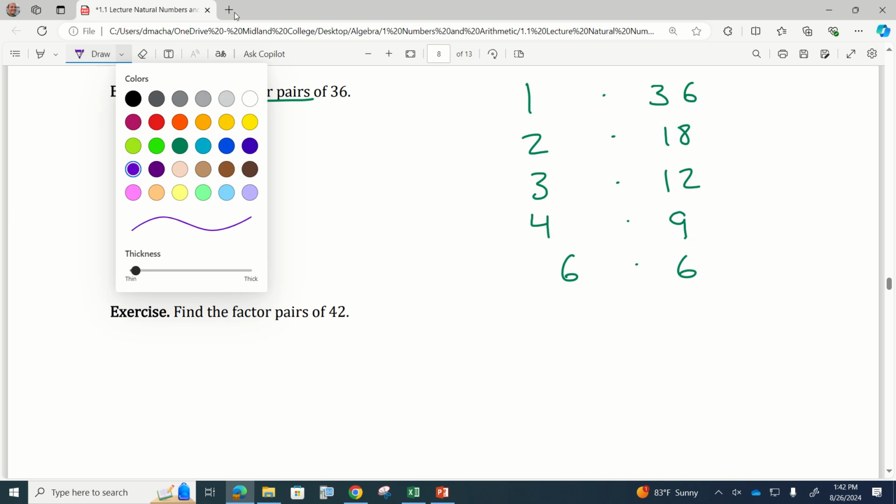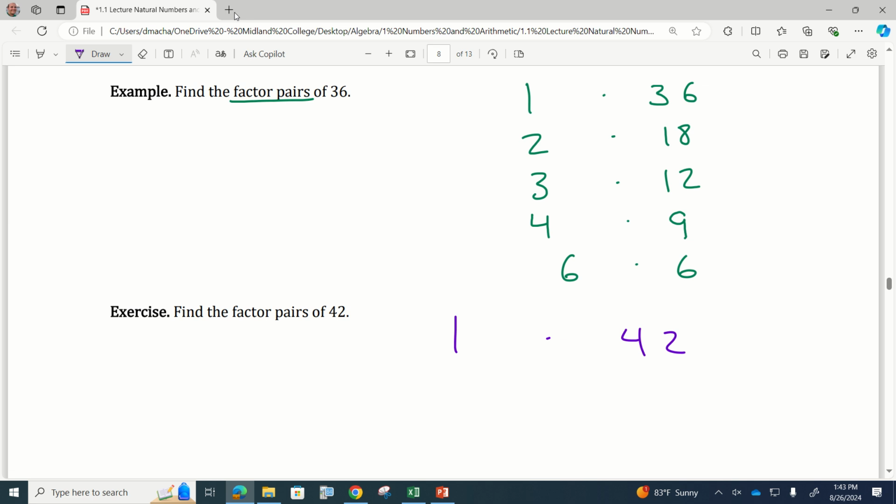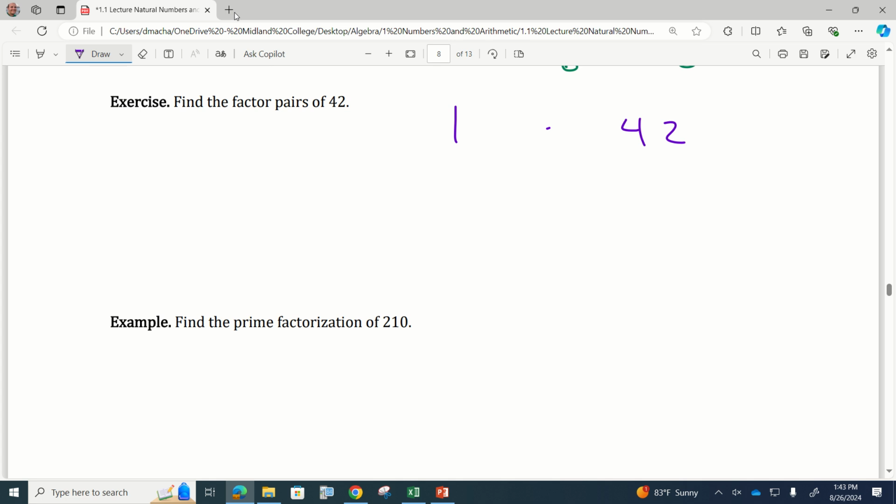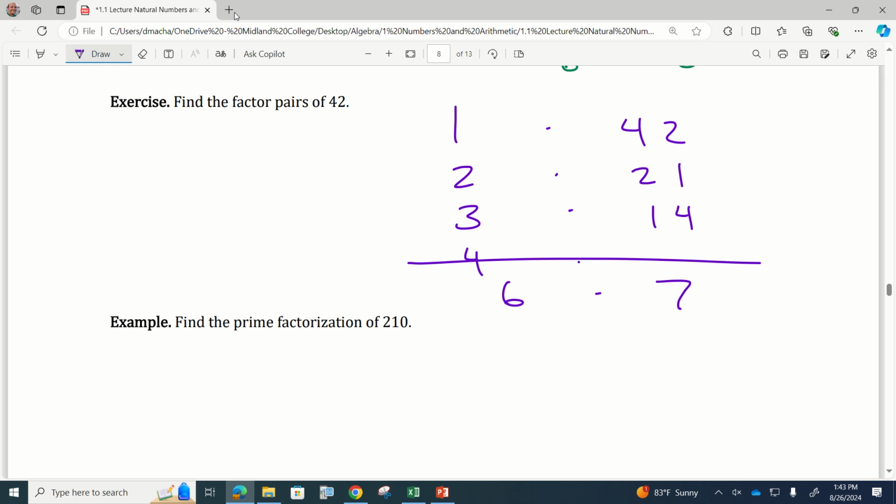We'll do one more and move on. 42 would have factor pairs 1 times 42, and don't forget the 1 times 42 bit, because that'll be important later. 2 times 21, 3 times 14, 4 times, doesn't work. 5, nope. 6 times 7. So there's 4 factor pairs in this case. And that's all of the factors of 42. Each one of those 8 numbers is a factor. Together they make factor pairs.